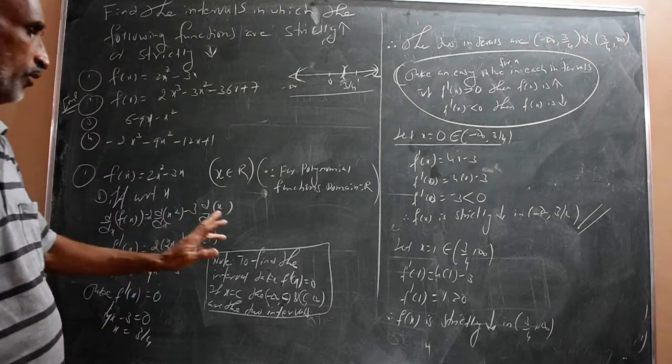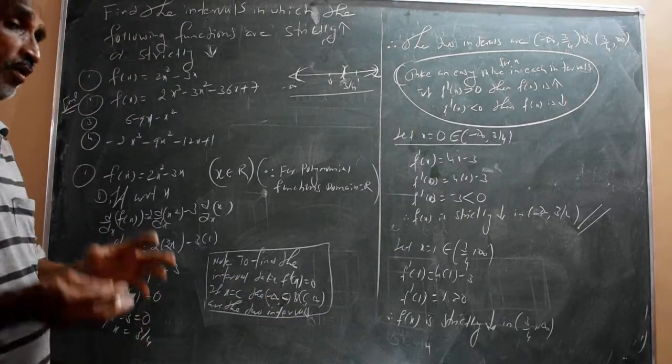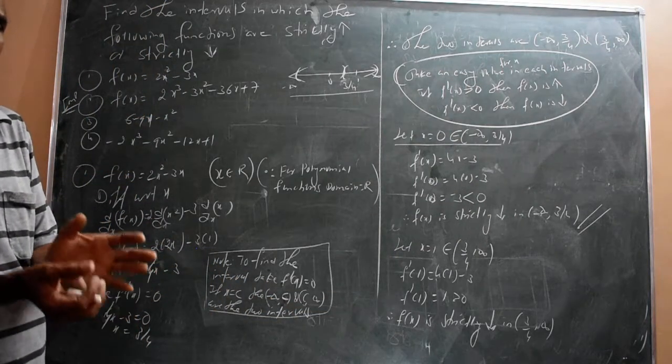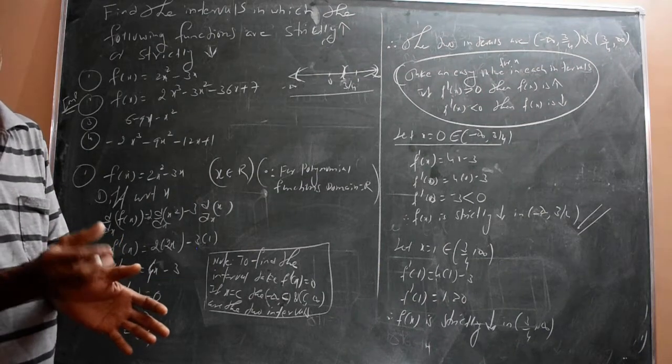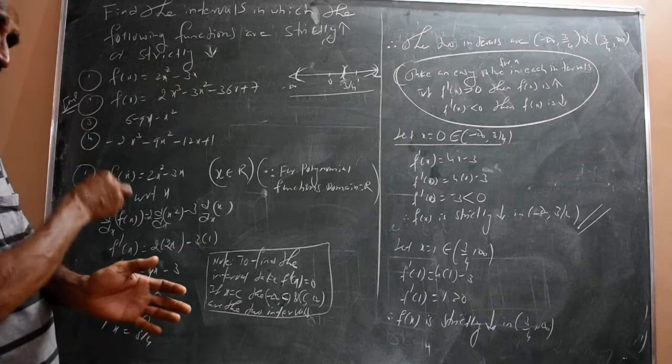Then two intervals: minus infinity to c and c to infinity, another interval, and take one easy value in that interval. So an easy value for x, and that x value is to be taken in f dash of x.